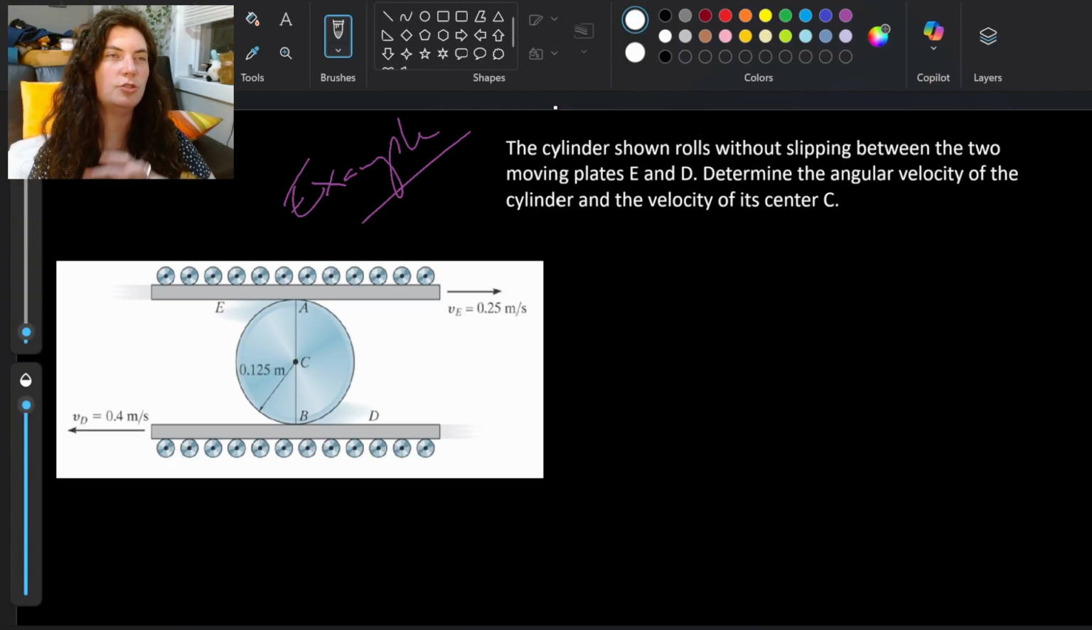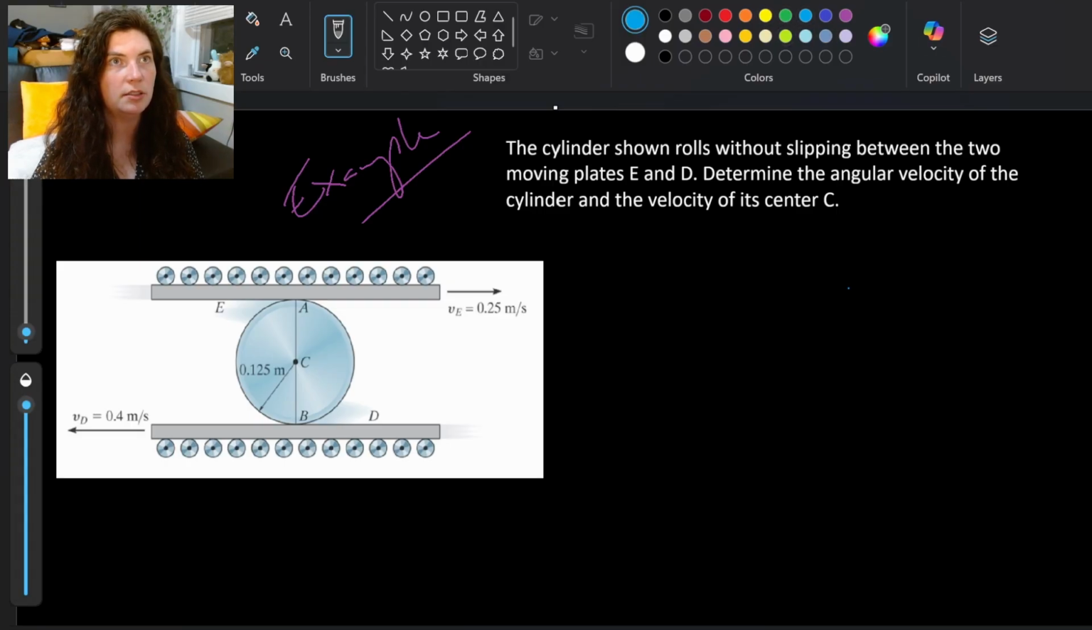So let me zoom in. I'm sorry, everybody's ears, if that was loud. We're going to zoom in on this cylinder, take a look at what's going on, and look at this instantaneous center of zero velocity and how we can use that to figure out the angular velocity and the velocity of our center here.